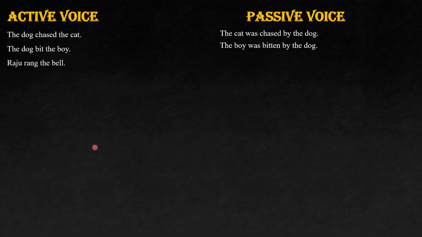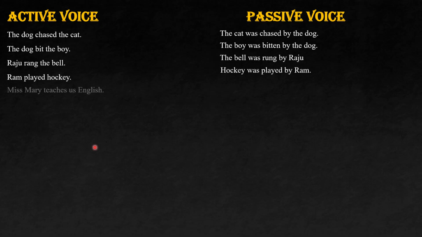Next one is Raju rang the bell. The bell was rung by Raju. Or rang. We can even take the bell rung by Raju also. Fine. The bell was rung by Raju. Okay. Ram played hockey. What happens here? Hockey was played by Ram. Correct. Miss Mary teaches us English.